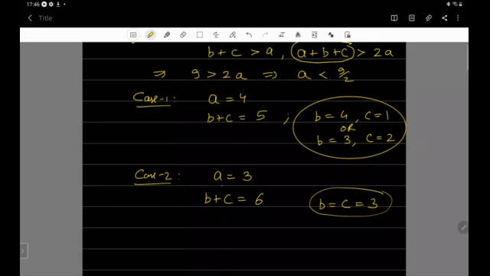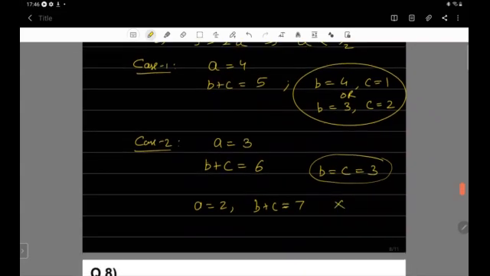Why? Because if I will take a lesser than 3, like a equals to 2, then b plus c will be equal to 7. In this case, apparently, b or c, at least one of them has to be greater than a. So not possible. So how many triangles can be formed? Answer is 3 non-congruent triangles can be formed.